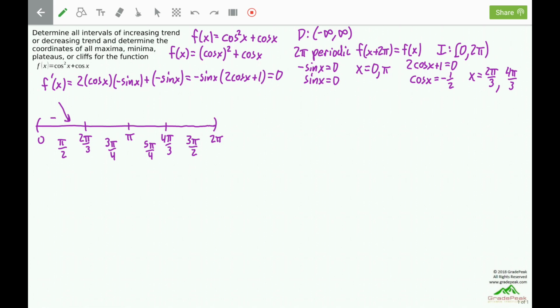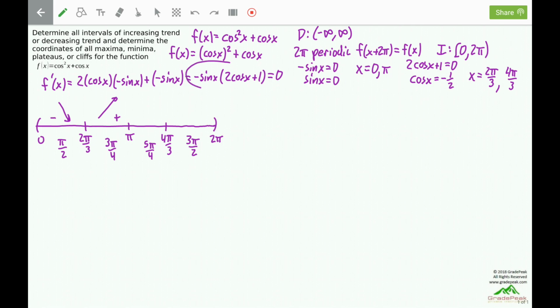A negative first derivative indicates a decreasing trend. Now plugging in 3 pi over 4 into the factored version of the first derivative. Cosine of 3 pi over 4 is negative root 2 over 2. Times the 2 will be negative root 2. Added to 1 will be a negative number. The sine of 3 pi over 4 is positive root 2 over 2 times the negative, so we have a negative times a positive times a negative, which is a positive. A positive first derivative indicates trend increasing.